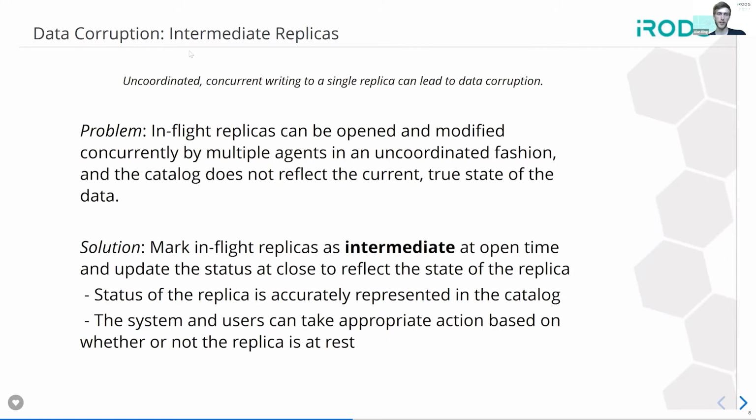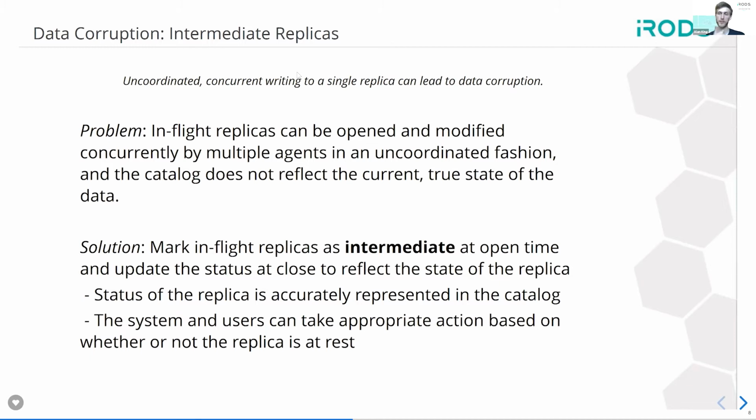Our answer to this, as highlighted last year and the year before, was intermediate replicas. So again, the problem is that we have in-flight replicas that can be opened and modified in an uncoordinated fashion by multiple agents, and then the catalog may not reflect the current true state of the replica. So the solution is to introduce a new replica status.